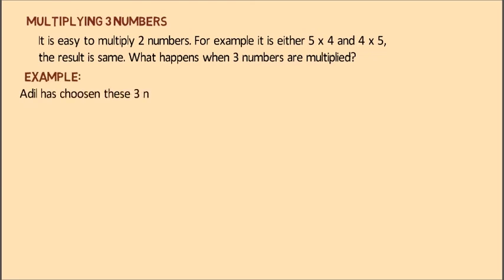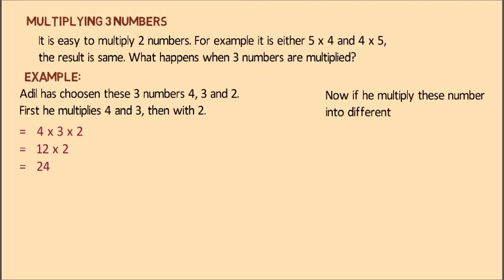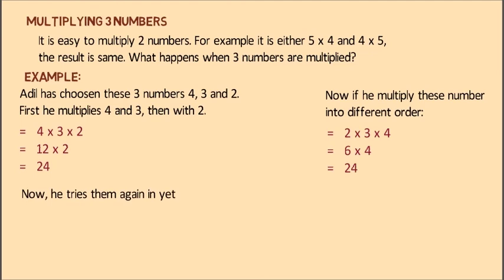Adil has chosen these 3 numbers: 4, 3, and 2. First he multiplies 4 and 3, then with 2. 4 times 3 times 2. 12 times 2, 24. Now if he multiplies these numbers in a different order, 2 times 3 times 4, 6 times 4, 24. Now, he tries them again in yet another order. 3 times 4 times 2. 12 times 2, 24.